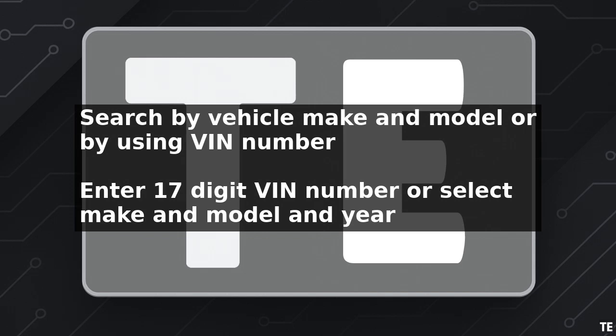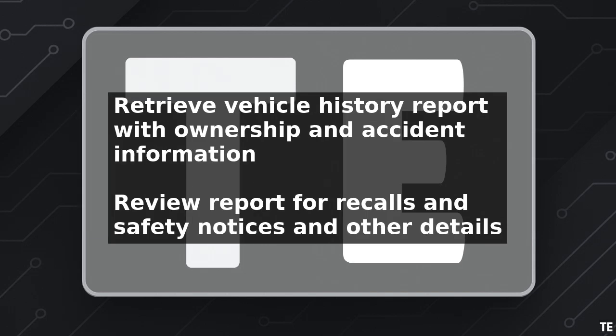The report will include important information such as ownership history, accident and damage reports, and any recalls or safety notices. In addition to the vehicle history report, the Carfax app also provides other useful tools such as a vehicle inspection checklist and a maintenance schedule. The inspection checklist allows you to review the condition of the vehicle and identify any potential issues, while the maintenance schedule provides recommendations for routine maintenance and repairs.